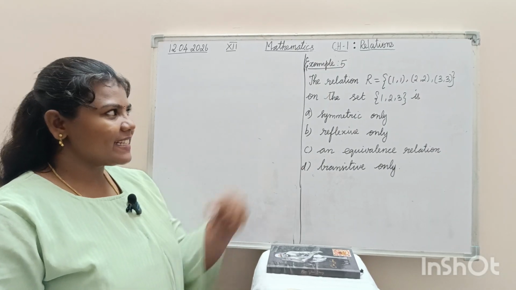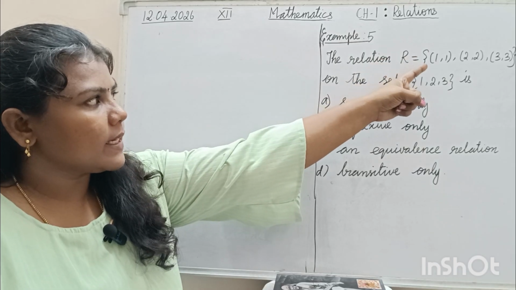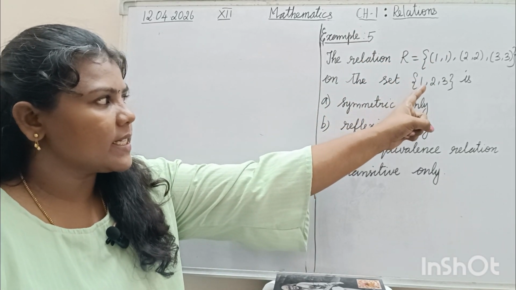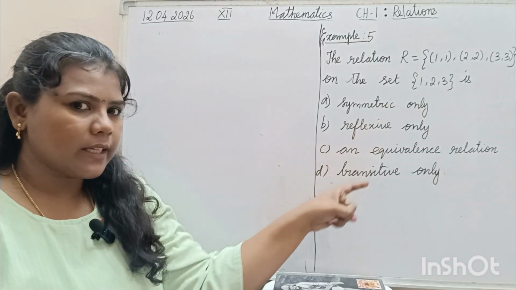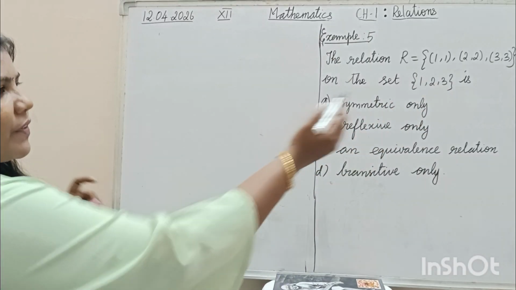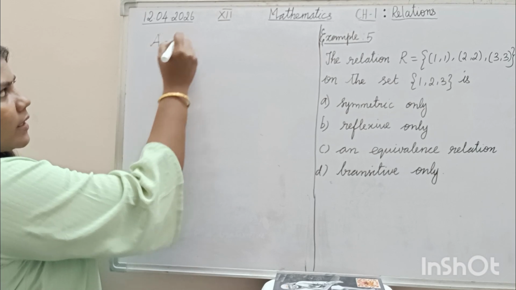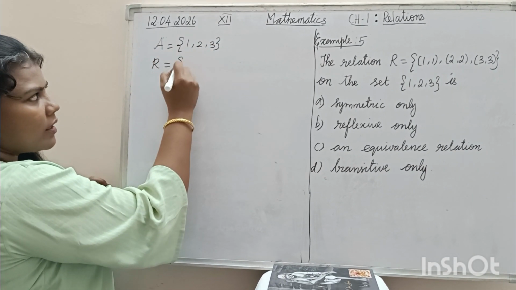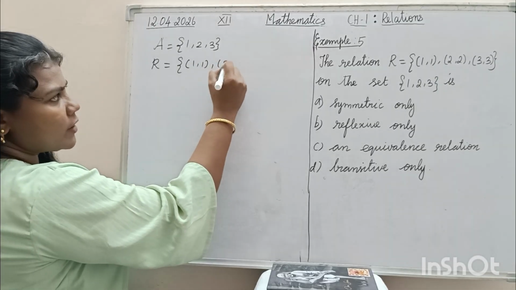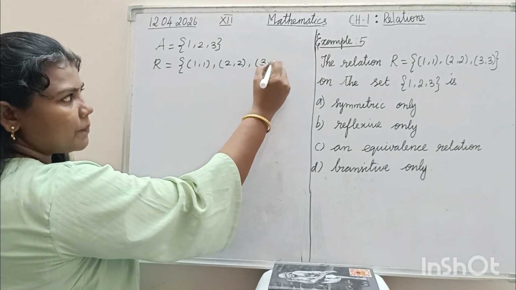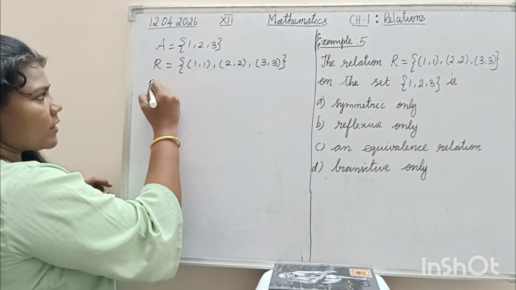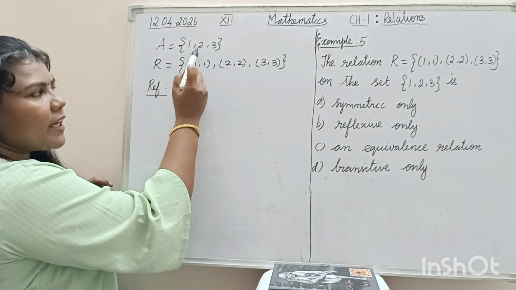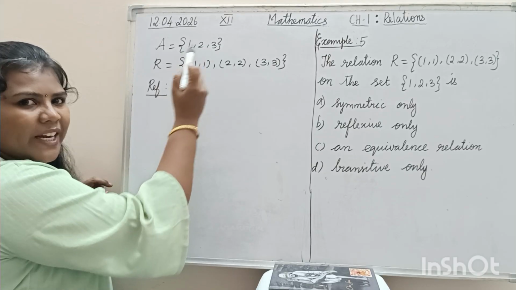Now we solve example 5. The relation R contains elements (1, 1), (2, 2), (3, 3) on the set which contains elements 1, 2, 3. We find the correct option. Now we consider the set A with elements 1, 2 and 3 and the relation R which contains the ordered pairs (1, 1), (2, 2), (3, 3). First we check reflexive.